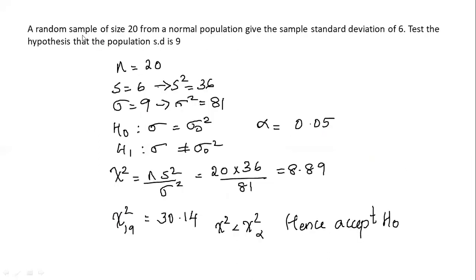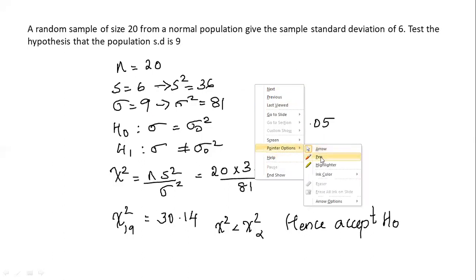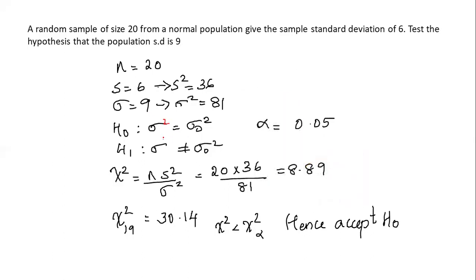And let's take an example. You have a random sample of size 20 from a normal population, which gives a sample standard deviation of 6. Let's test whether the population standard deviation is 9. Substituting the values, you have n equal to 20, your sample size, the sample standard deviation is 6, the variance is 36, your population standard deviation is 9, the population variance is 81. So H naught: sigma square is equal to sigma naught square, and H1: sigma square is not equal to sigma naught square. So hence you calculate the chi-square as n s square by sigma naught square. Substituting the values, you get 8.89.